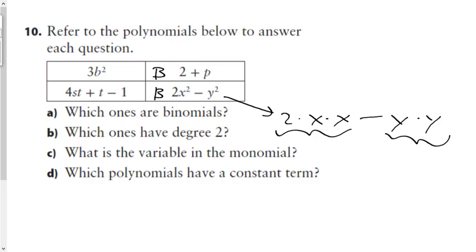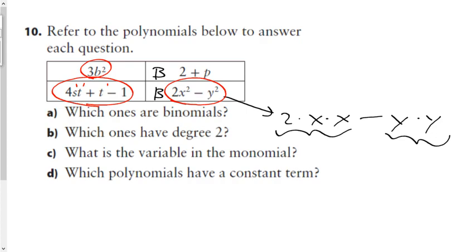Which ones have a degree of 2? I'll use a red marker. This one has a degree of 2 because the variable in that term is b. The exponent is 2, therefore its degree is 2. This one has a degree of 2. It's 3 terms. This s has a 1, this t has a 1, the degree of 2, degree of 1, degree of 0. The entire trinomial has a degree of 2. And finally, this one also has a degree of 2 because it's a binomial. Both terms have degrees of 2, and therefore the entire thing is a degree of 2.